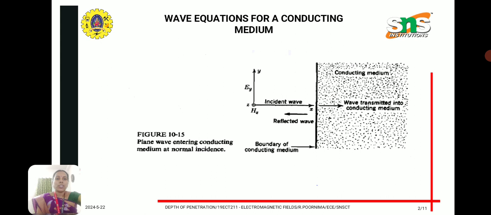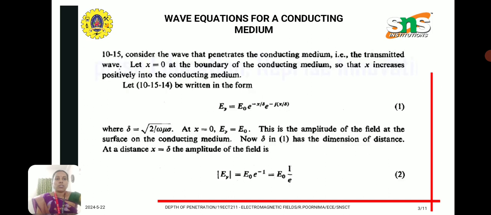The incident wave along the x direction is considered, and Ey and Hz are the electric field and magnetic field components. The wave is transmitted into the conducting medium. We are going to take the wave equations for a conducting medium, and we are going to discuss the depth of penetration and the skin effect during wave propagation in a conducting medium.